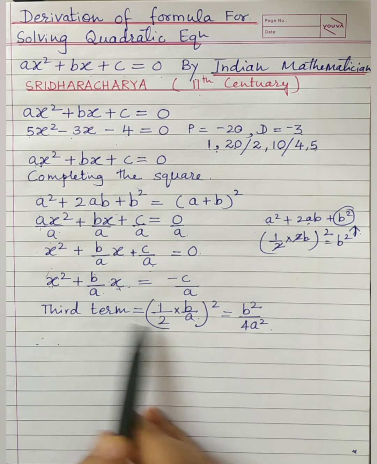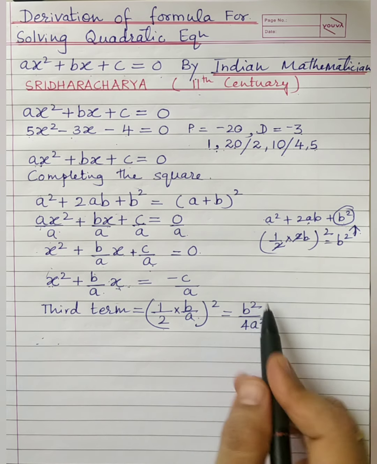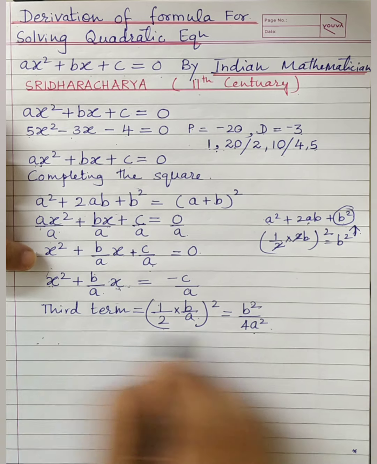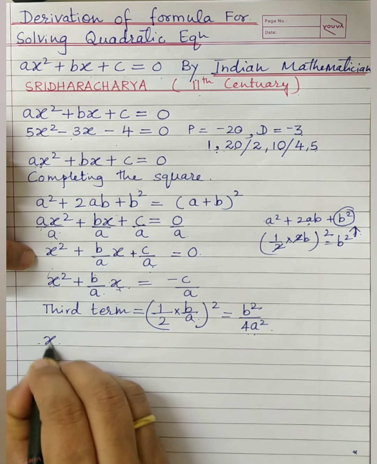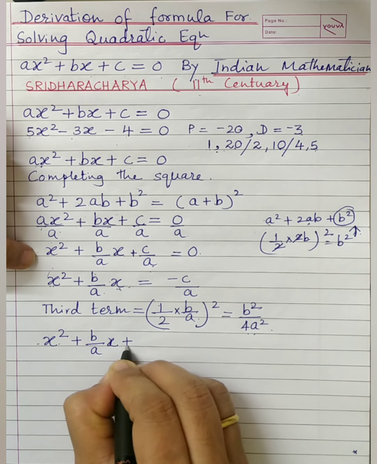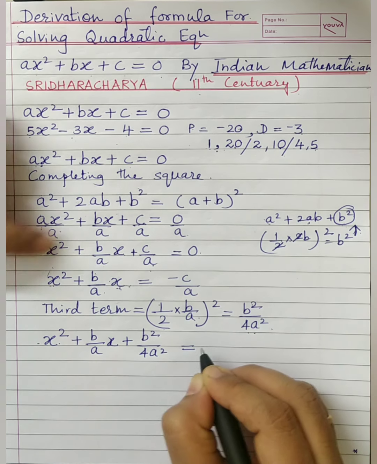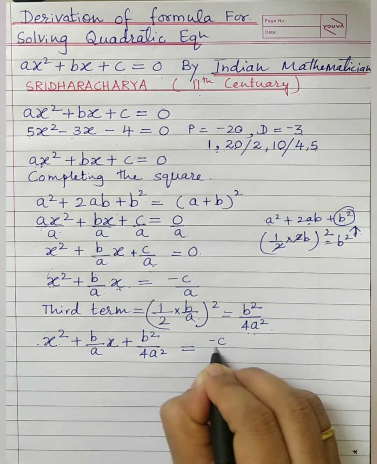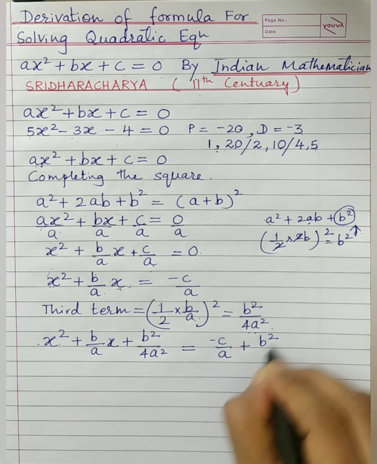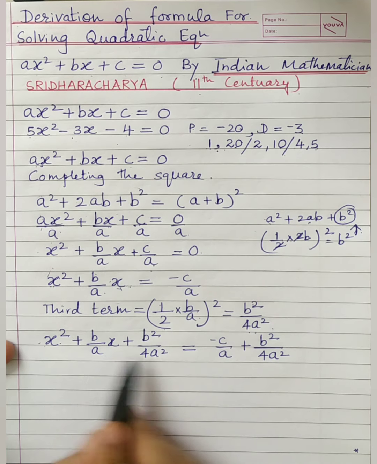So half into the coefficient of x, that is b upon a, the whole square. So here nothing can be simplified. I have simply got b square upon 4a square. Now I want to make it a perfect square, right? So I will be adding this on both sides. So what do I get? X square plus b upon a x plus b square upon 4a square is equal to, what you already have here, minus c upon a, and this is added to LHS, added to RHS as well, b square upon 4a square. And now see the simplification, this has already become a perfect square.